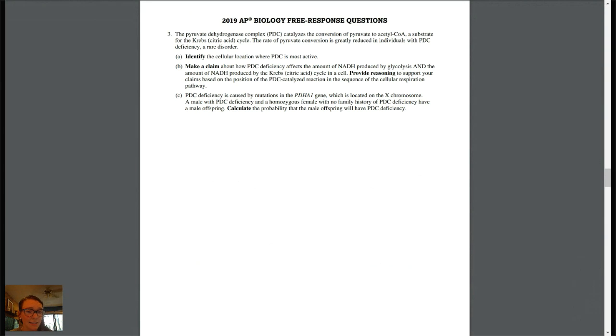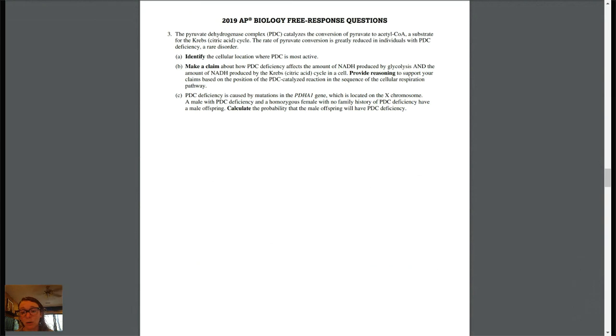So for glycolysis, that should have no effect on NADH because this process of oxidizing pyruvate happens after glycolysis has already occurred, because pyruvate is the product of glycolysis. The amount of NADH produced by the Krebs cycle, though, will be reduced greatly because we are not oxidizing acetyl-CoA, and that is an important reactant in the Krebs cycle. So we will be incapable of producing as much NADH. So stays the same for glycolysis, decreases for the Krebs cycle.